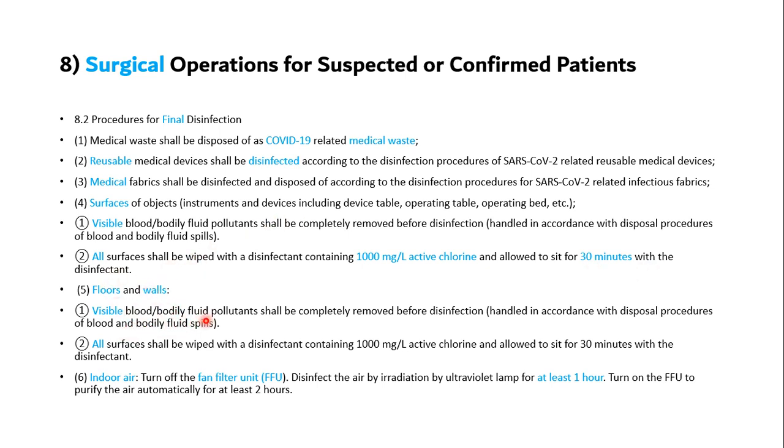Visibly blood and bodily fluid pollutants should be completely removed before disinfection, handled according to the disposal procedure of blood and bodily fluid already explained in the previous episode. All surfaces shall be wiped with disinfectant containing 1000 mg per liter active chlorine, allowed to sit for 30 minutes with disinfectant.